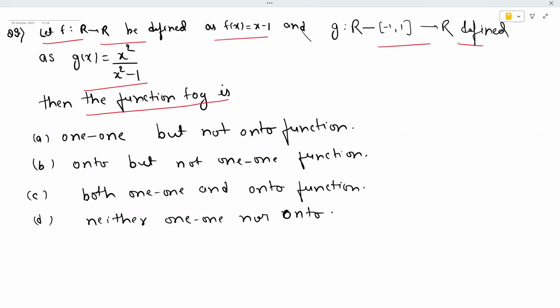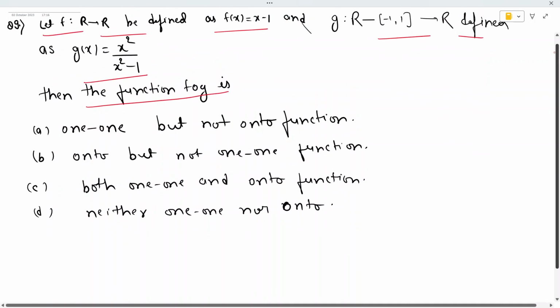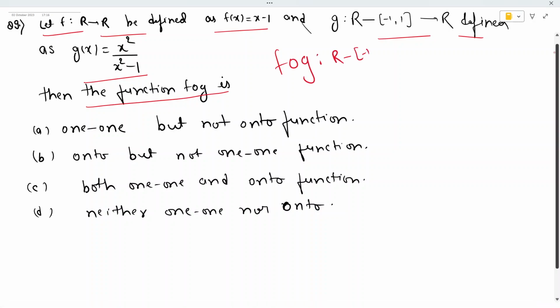This is the composition of functions. So you have to describe the composition of functions. For the composition f of g, this is defined from R minus -1 to 1, to R. I hope you all know that when you define a composition of functions, what the domain and the codomain are. I'm not going to explain that. I'm just trying to simplify the problem so that you can easily solve it.